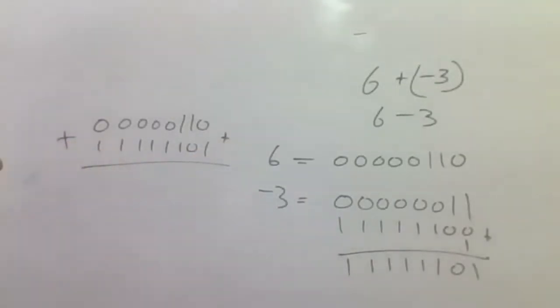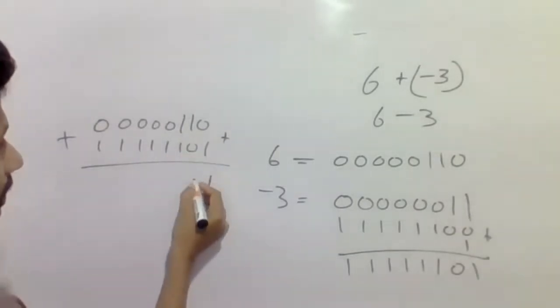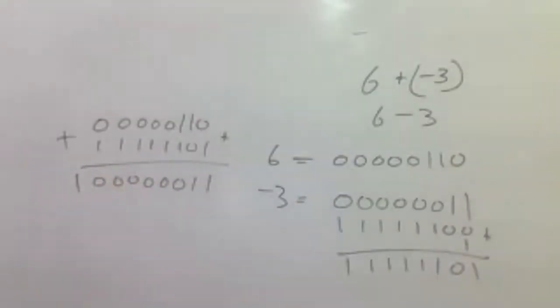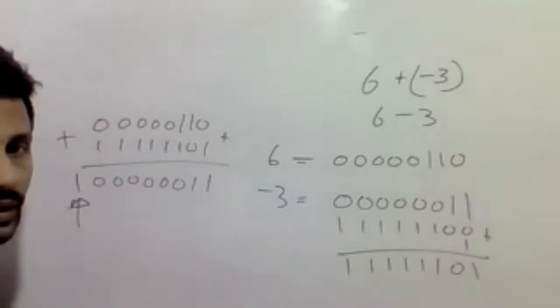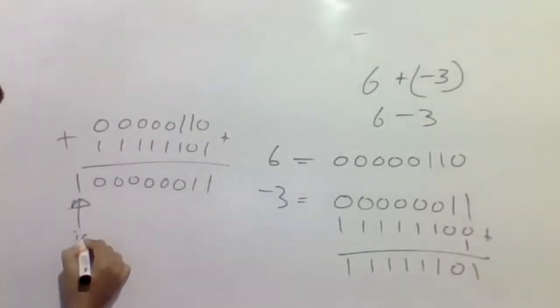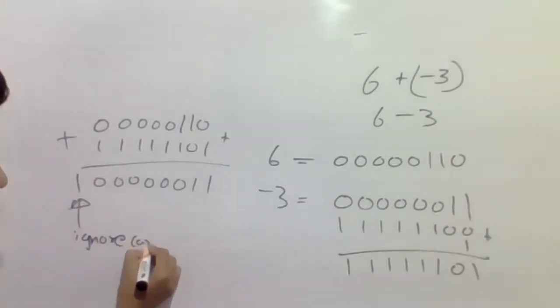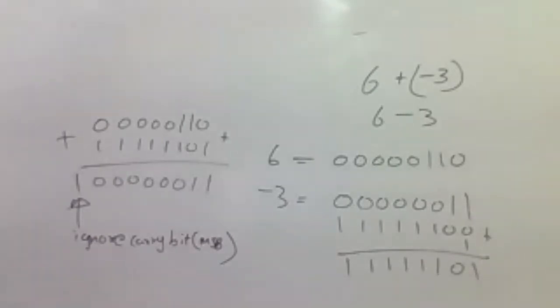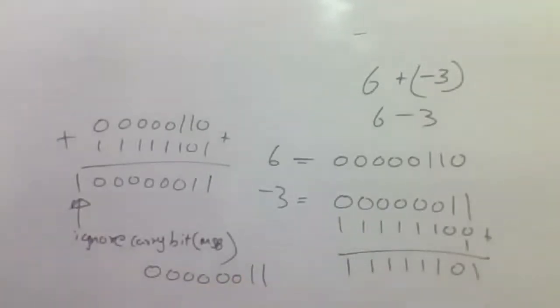So put the addition marks. 0, 1 you get 1, 1, 0 you get 1, 1, 1 you get 0. Here 0, 0, 0, 0, 0, 1. So you are getting a 9th bit. I told you if you get a 9th bit, you have to ignore that. So you write ignore carry bit. Then your answer, I'm going to write the answer here: 0, 0, 0, 0, 0, 0, 1, 1. This is your answer in 2's complement.